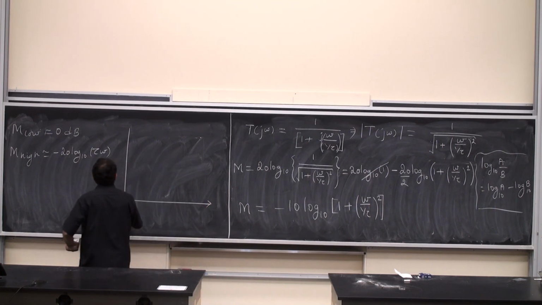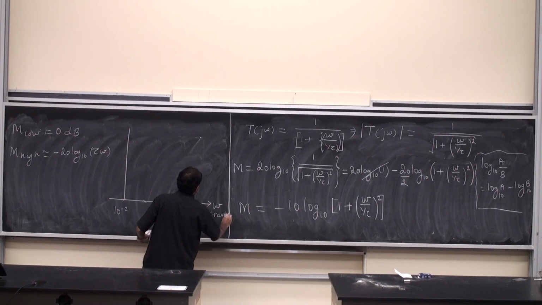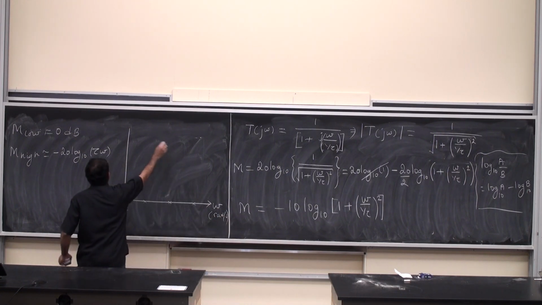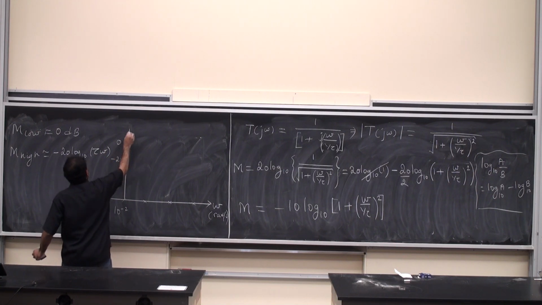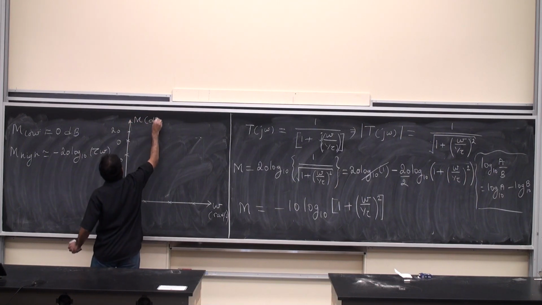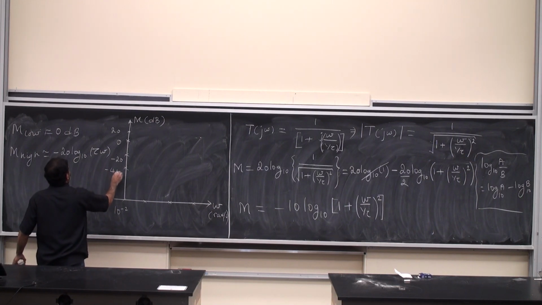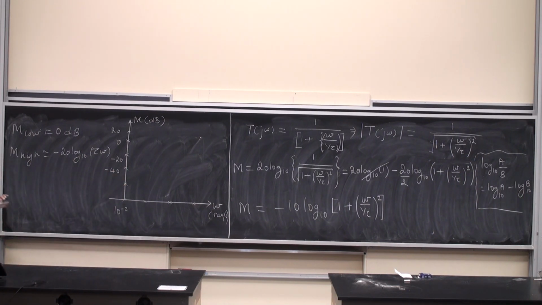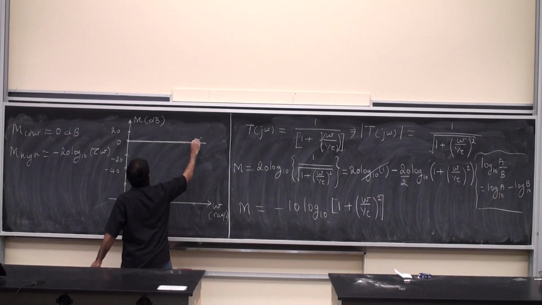And so we have 10 to the power minus 2, something there, something there. This is omega. This is, let's see, minus 20, 0, 20. Please label the graphs. Minus 20, minus 40, and so on and so forth. So first thing is I plot the low frequency asymptote. It's always 0 decibels. This is M low.